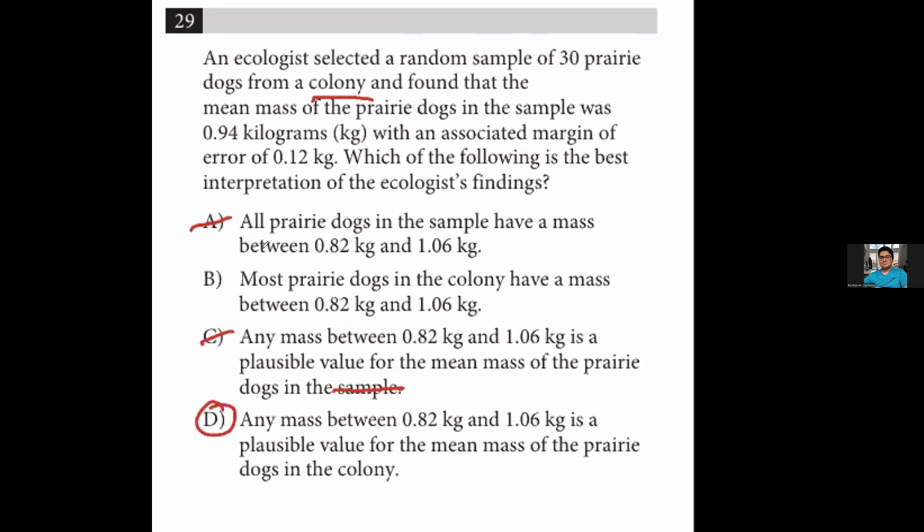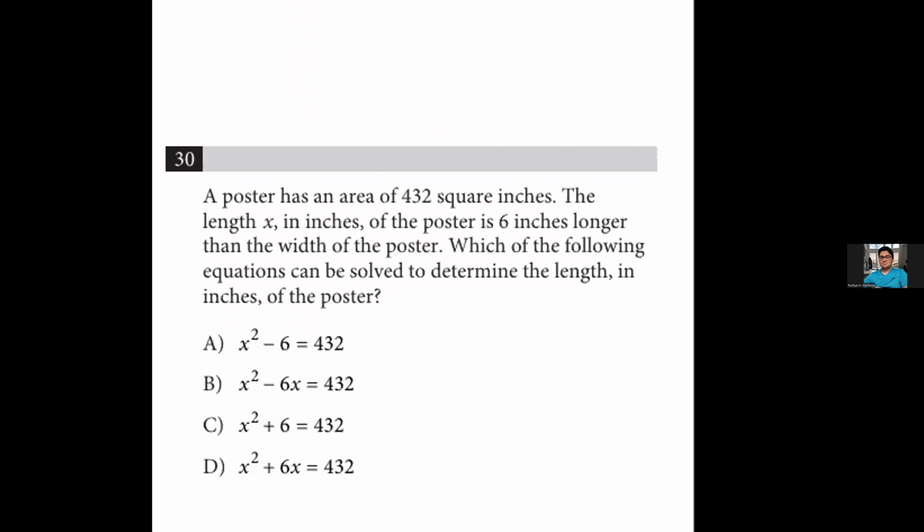So B isn't correct because it doesn't talk about the mean mass. We want to know about the mean mass because the margin of error is about the mean of 0.94. Okay, question 30.